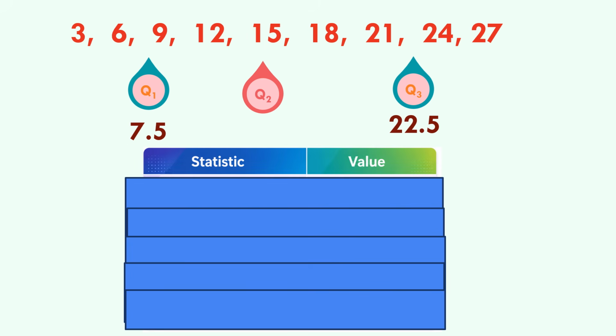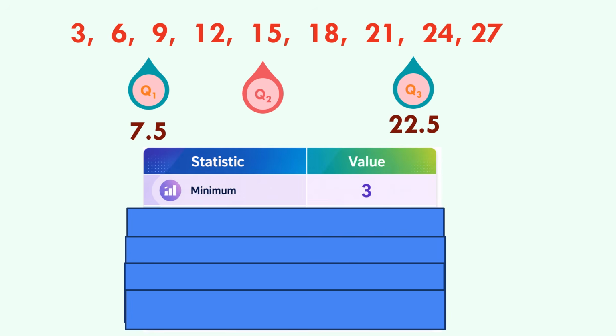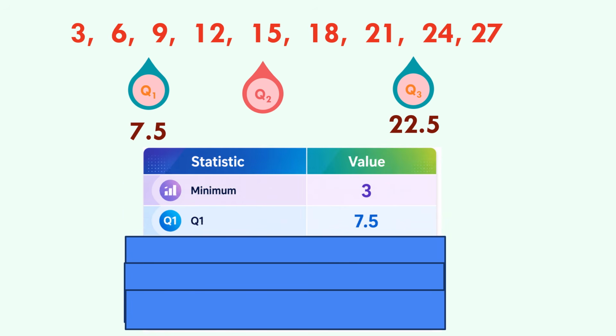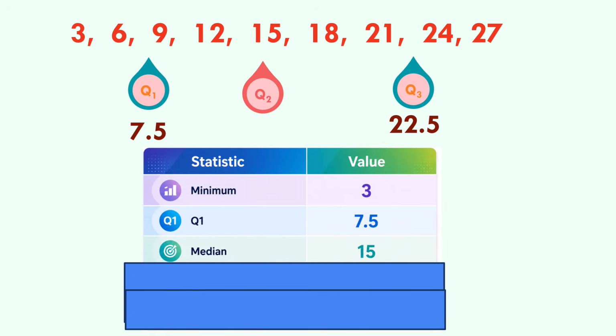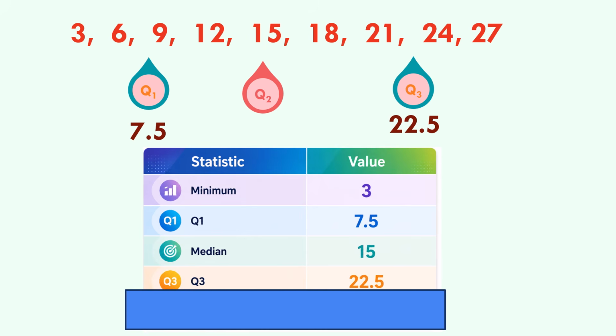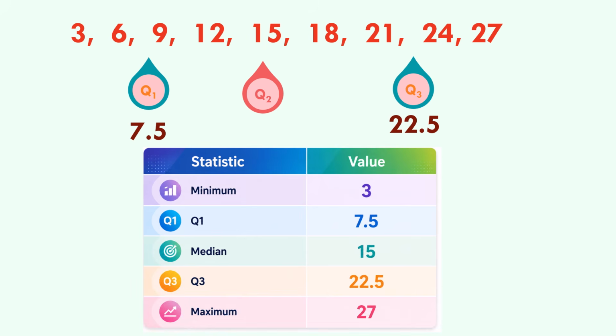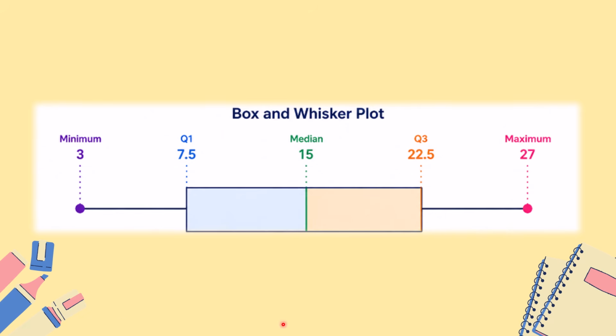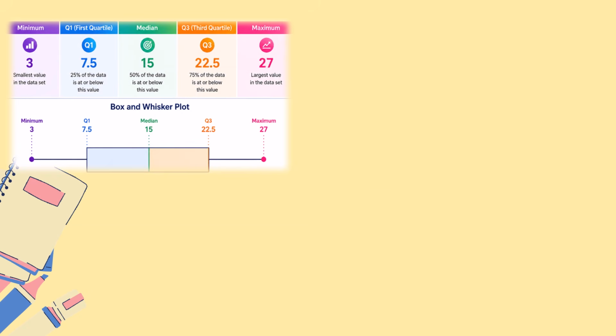Let us identify the minimum value. The minimum value is 3. Quartile 1 is 7.5. Quartile 2 is 15. Quartile 3 is 22.5. And the maximum value is 27. In a box and whisker plot, within the box is quartile 1, 7.5, the median at the center, and then the quartile 3. The minimum value, 3, is on the left side. The maximum value is 27 on the right side.